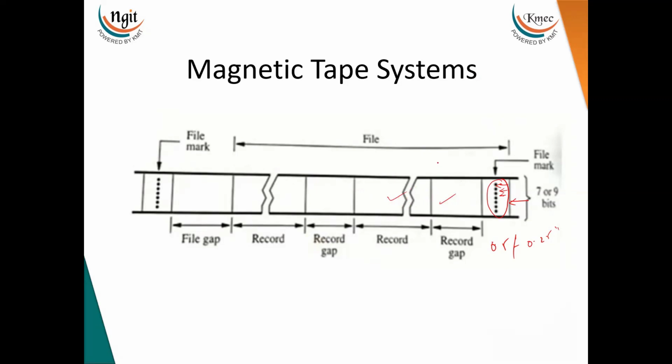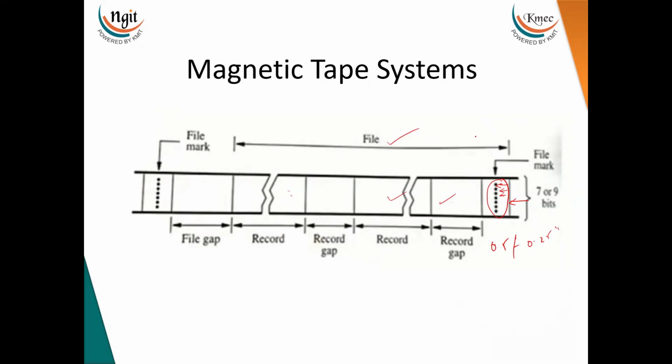The motion is stopped only when the record gap is under the read-write head. The record gaps are long enough to allow the tape to attain a normal speed before the beginning of the next record is reached. Now here, to help a user organize a large amount of data, a group of related records is called a file. Here you can see a group of similar or related records is called a file.